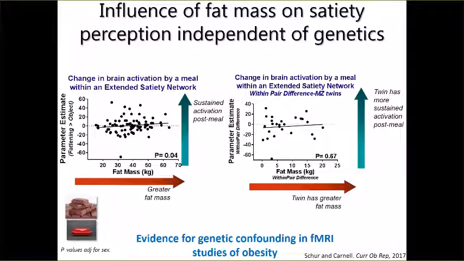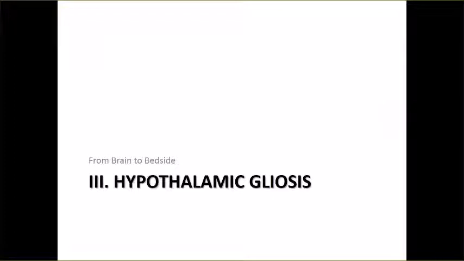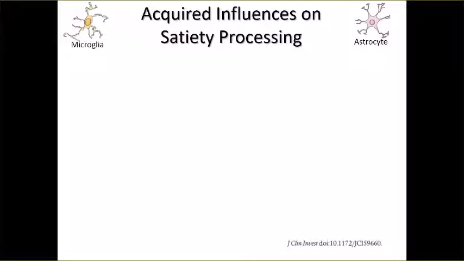Well, the next turn I want to take is towards a potential acquired influence on satiety, and this is where I'm going to talk about hypothalamic gliosis. So first of all, what is gliosis? Gliosis is the brain's characteristic response to any form of nerve injury. It occurs in autoimmune disease, ischemia, and it's on the part of several cell types, but includes microglia and astrocytes.